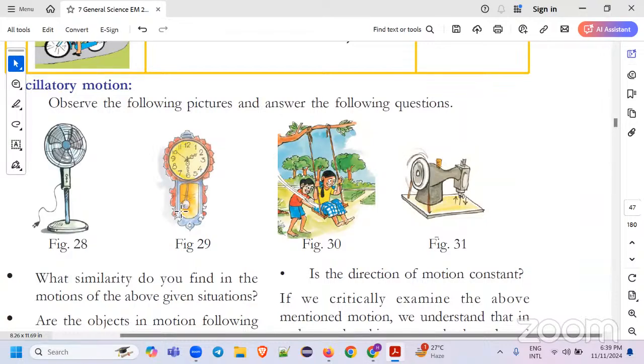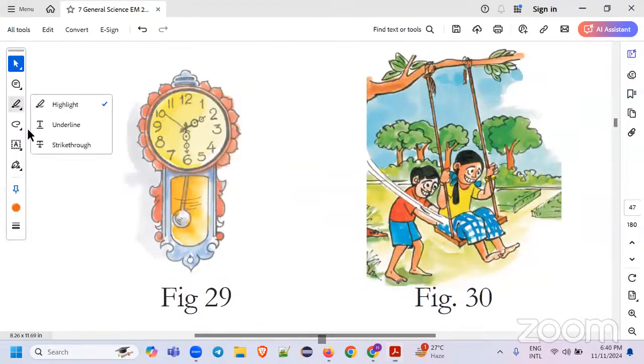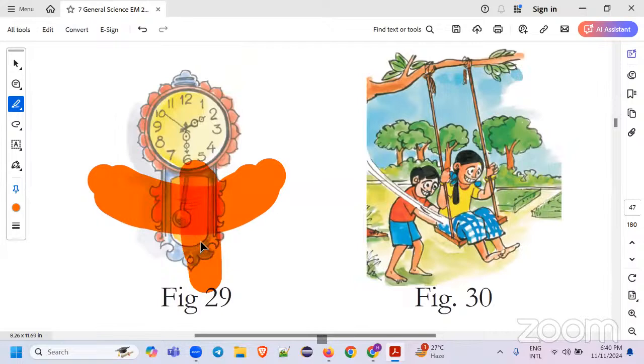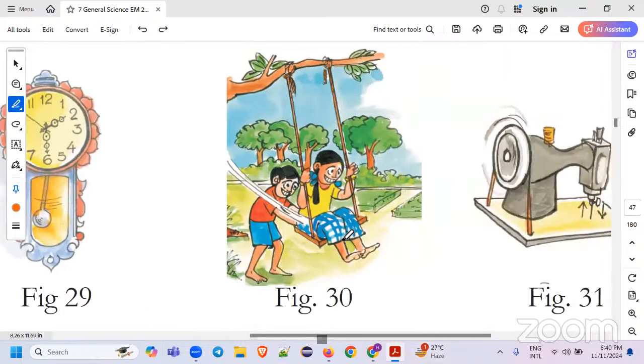But if you see the pendulum here, let us consider this as a mean position. From the mean position, this will move in to and fro directions, based on one mid position. This type of motion is called oscillatory motion. Same thing here, you can see one example, a swing.